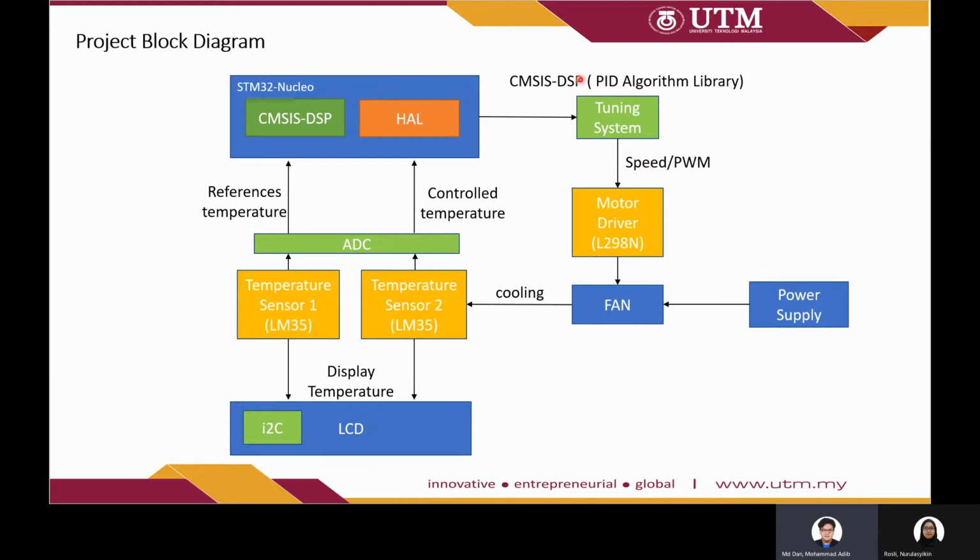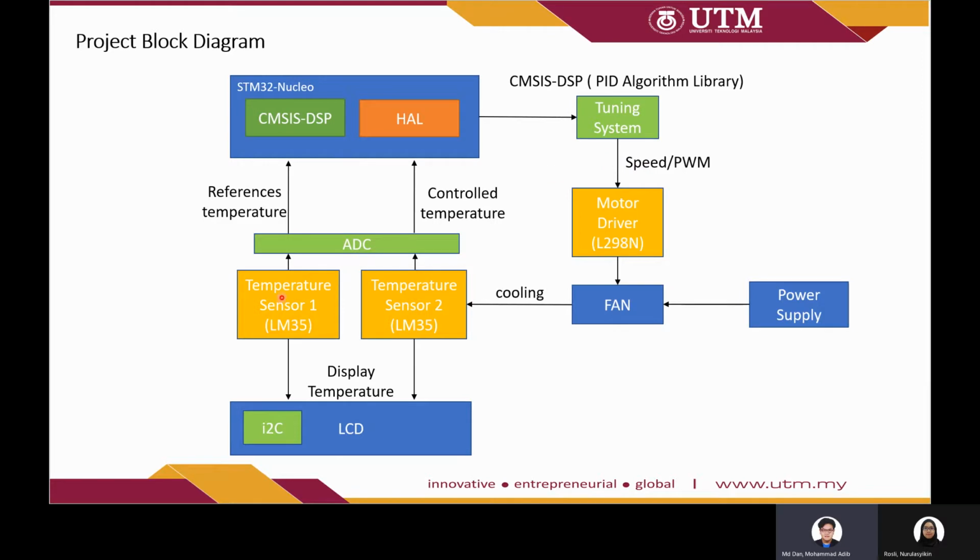So it means our PID algorithm library will do the tuning, and we control the speed of the fan to cool the temperature sensor. Both of our temperatures should be simultaneously reading the same value, else it will go through our PID again and do the tuning again. So it is like a closed loop system.